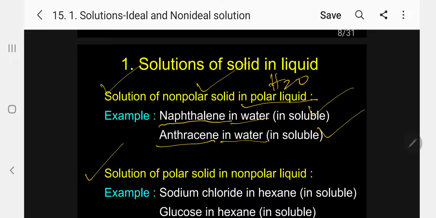Third type, solution of a polar solid in a non-polar liquid. We have discussed polar solids already: sodium chloride is polar, glucose is polar. A non-polar liquid is a hydrocarbon, generally; n-hexane we can take as a non-polar liquid. Hydrocarbons are non-polar liquids. So what is happening here? When you dissolve sodium chloride in hexane and glucose in hexane, they are insoluble.